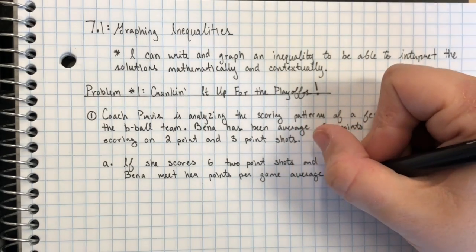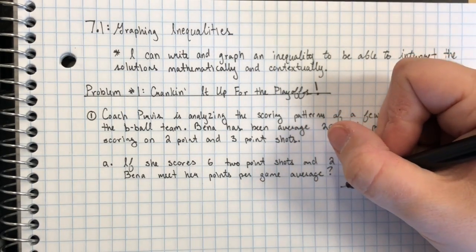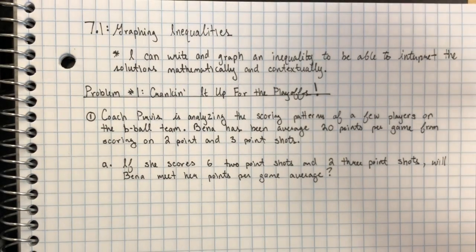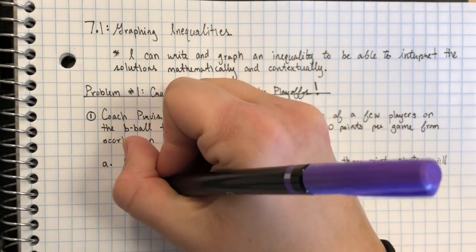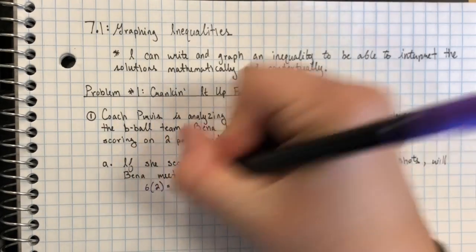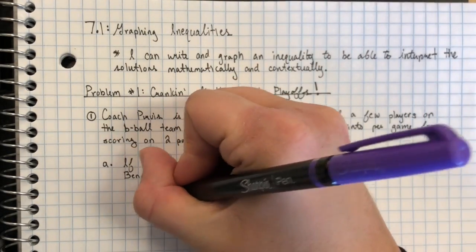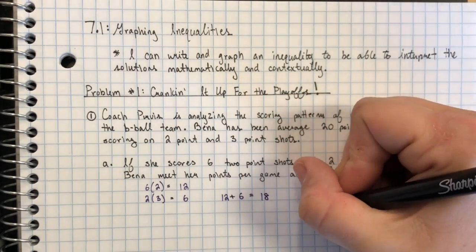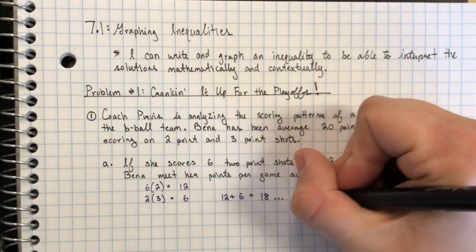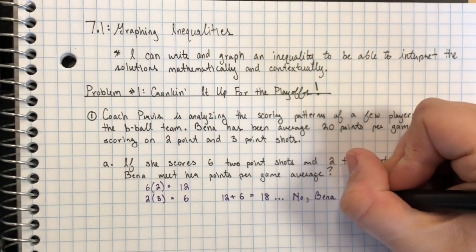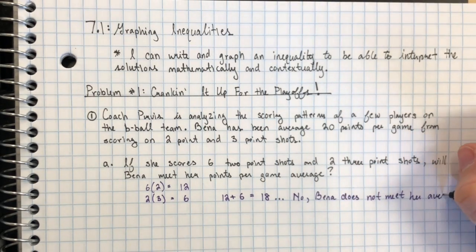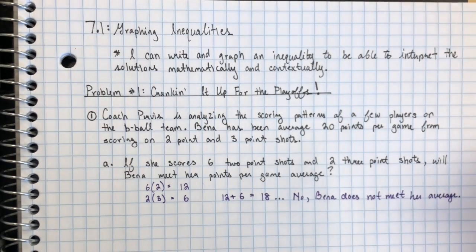So if I'm going to solve that, I would say if she scores 6 2 point shots, it's 6 times 2, which is equal to 12. If she scores 2 3 point shots, 2 times 3 is equal to 6. So the total number of points she's earned is 18. But that does not meet her average total points.